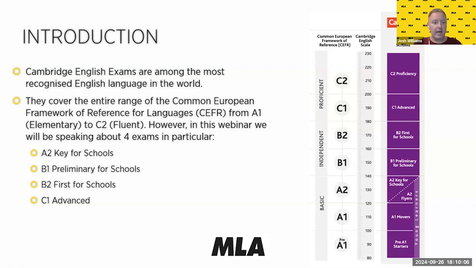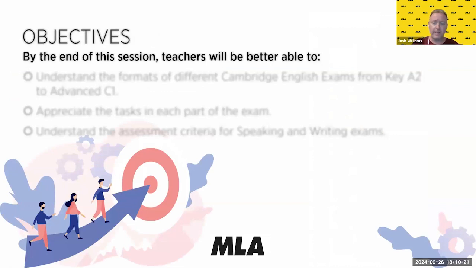You'll notice that these first 3, A2 Key for Schools, B1 Preliminary for Schools, and B2 First for Schools, have the title "for Schools" after them. So I thought I'd tell you a little bit about that later.